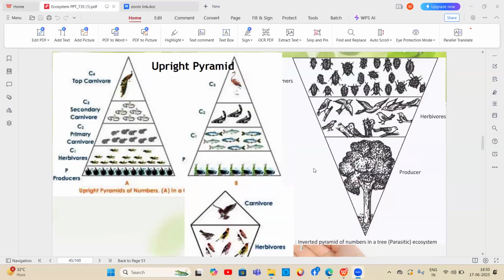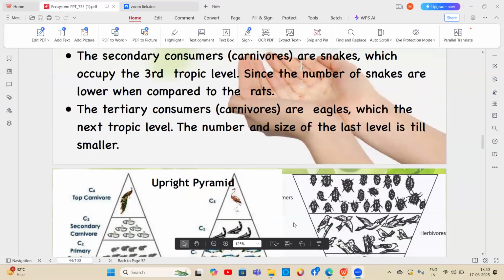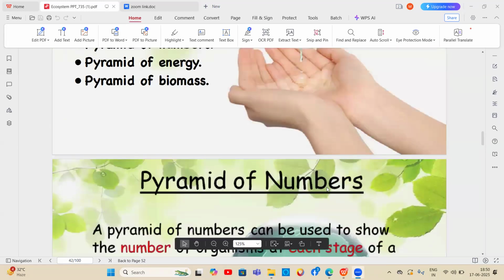So today we will discuss the structure of the ecosystem. That is, what are the components? The main components are the biotic and abiotic components, and what is the function of the ecosystem.